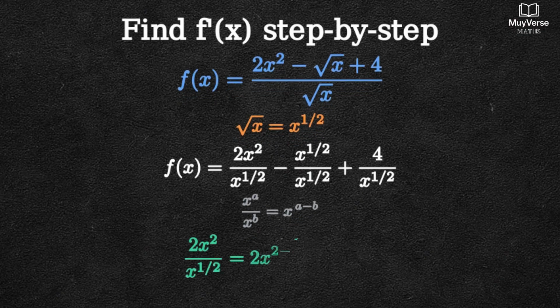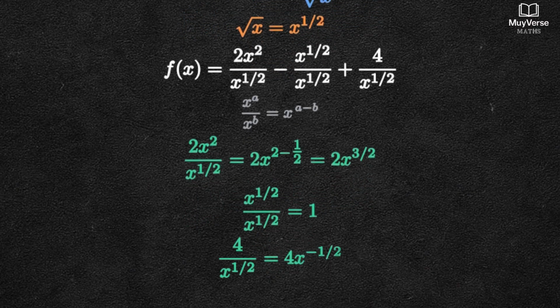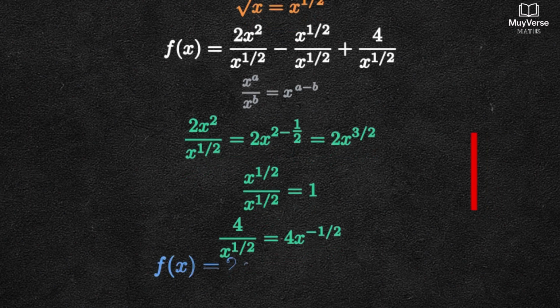For the second term, x to the 1/2 over x to the 1/2 equals 1. For the third term, 4 over x to the 1/2 equals 4x to the negative 1/2. So the simplified function is f of x equals 2x to the 3/2 minus 1 plus 4x to the negative 1/2.